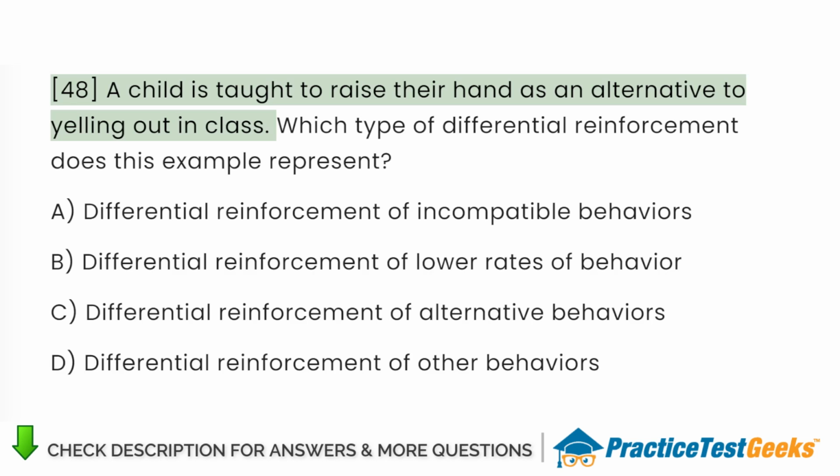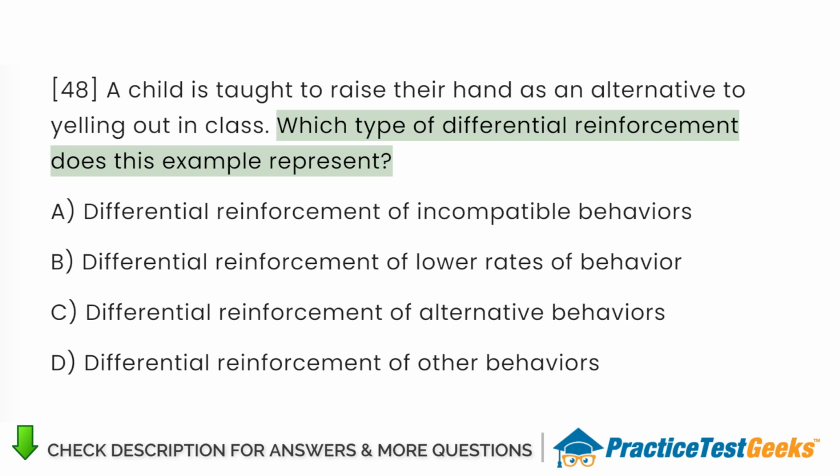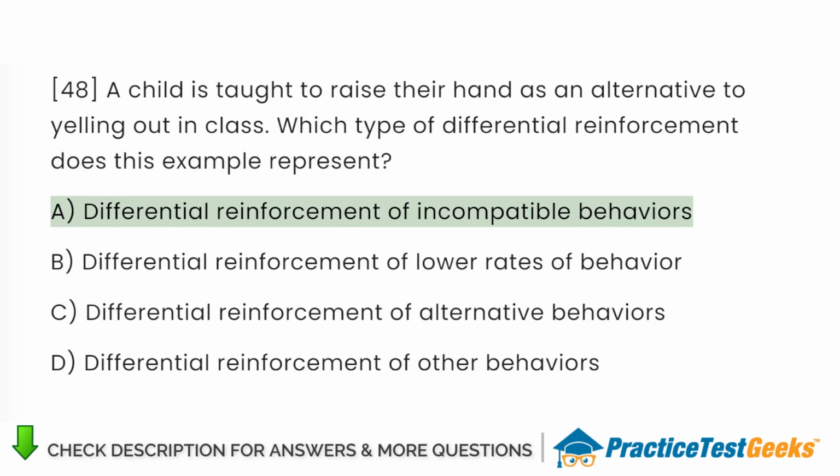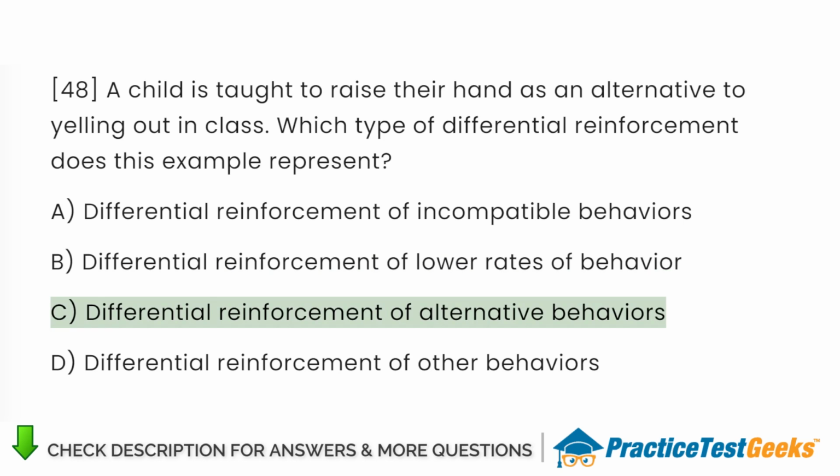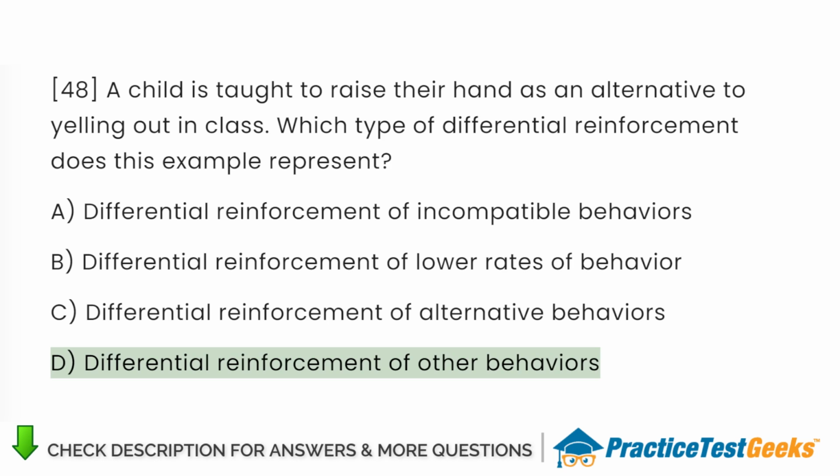A child is taught to raise their hand as an alternative to yelling out in class. Which type of differential reinforcement does this example represent? A. Differential reinforcement of incompatible behaviors. B. Differential reinforcement of lower rates of behavior. C. Differential reinforcement of alternative behaviors. D. Differential reinforcement of other behaviors.